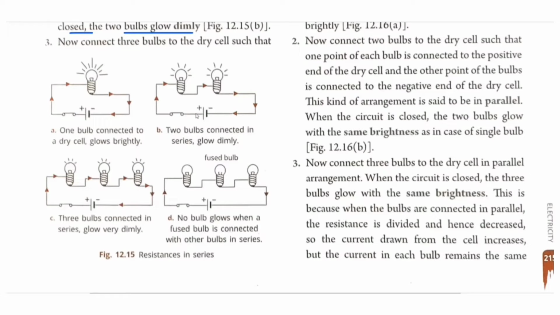And if another, a third, bulb is connected to the same circuit in this way, one brass terminal of the third bulb is connected to the negative end of the second bulb and the other brass terminal of the third bulb is connected to the negative terminal of the cell. As the switch is on and the circuit is closed, electric current is flowing through the circuit and all three bulbs are glowing simultaneously but dimly.